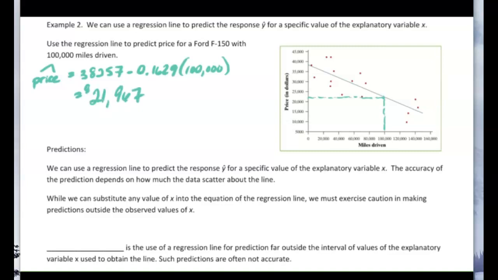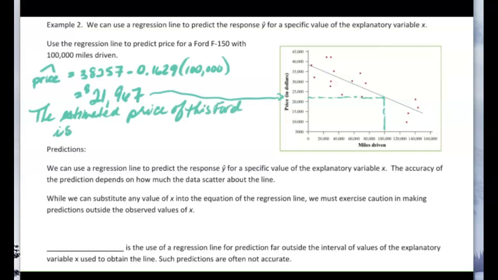Yeah, we said we thought it was between 20 and 25. So this seems to be a realistic answer. Remember, we do want to answer things with our word problems in context. So we'd say the estimated price of this Ford is 21,967. I already said estimated, so there's already my wiggle word of approximately, right?